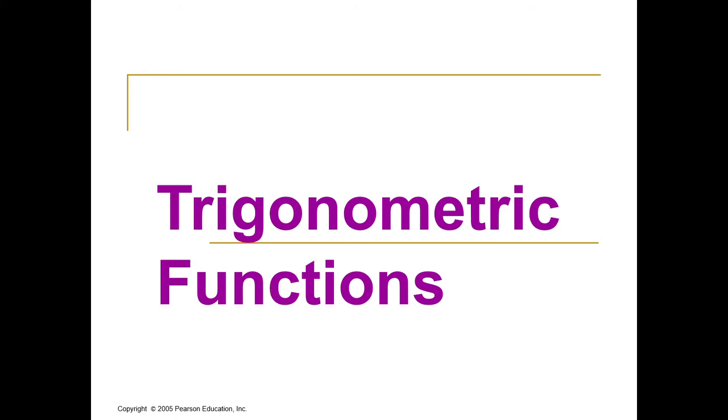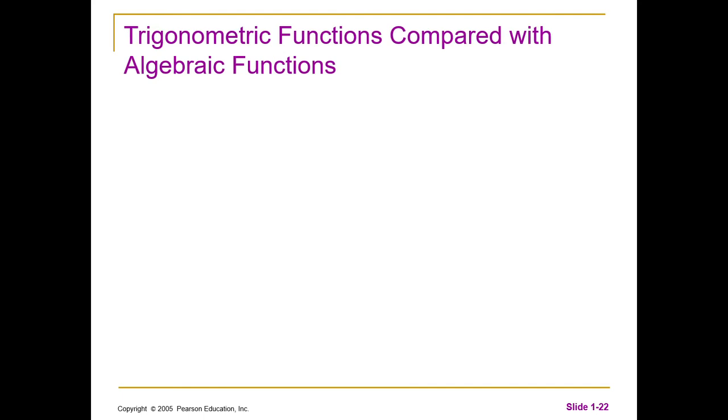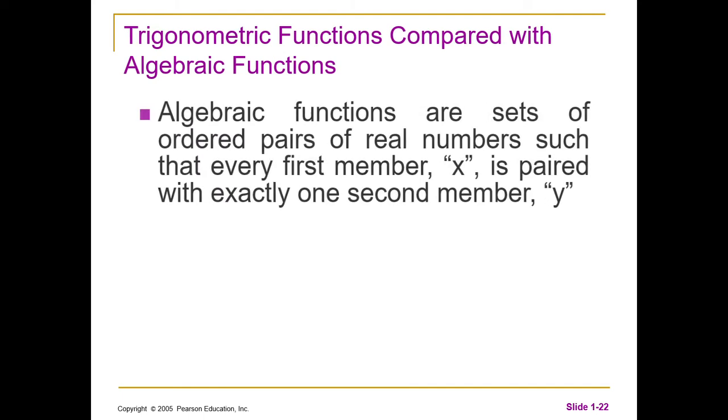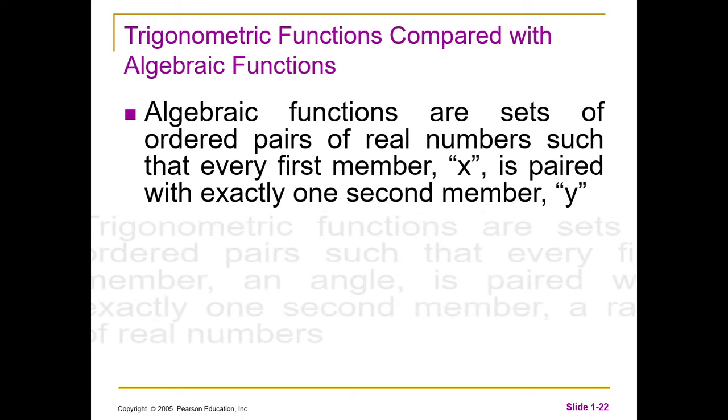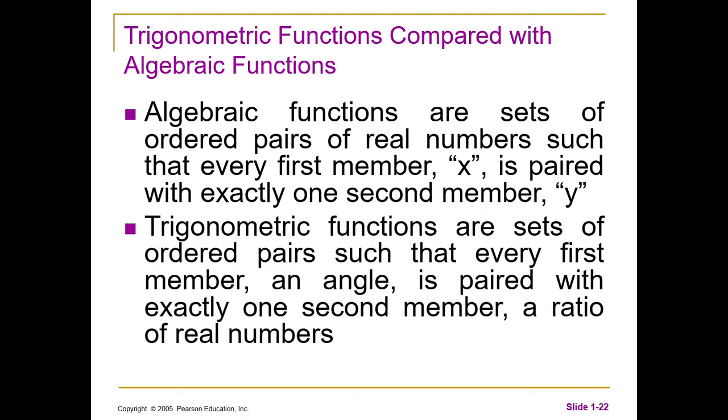Okay, so we're going to discuss the trigonometric functions. The trigonometric function compared with algebraic functions. Algebraic functions are sets of ordered pairs of real numbers such that every first member x is paired with exactly one second member y. Trigonometric functions are sets of ordered pairs such that every first member, an angle, is paired with exactly one second member, a ratio of real numbers.